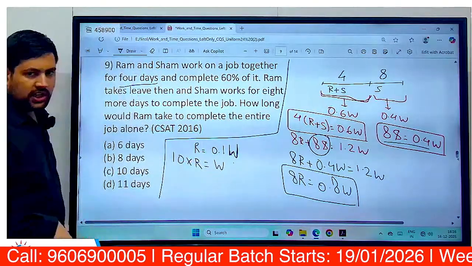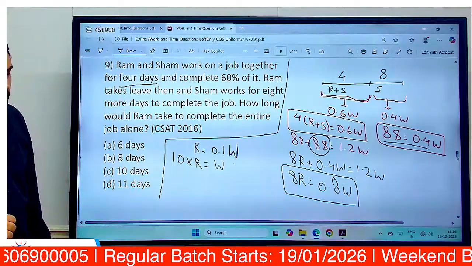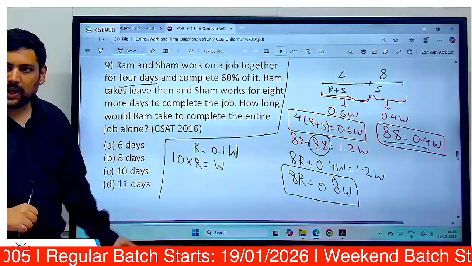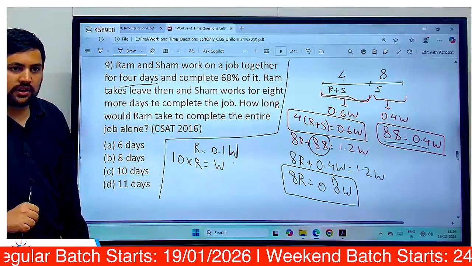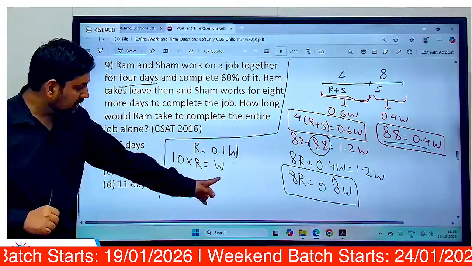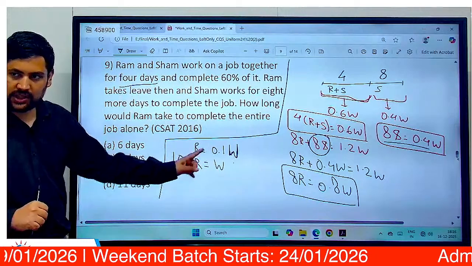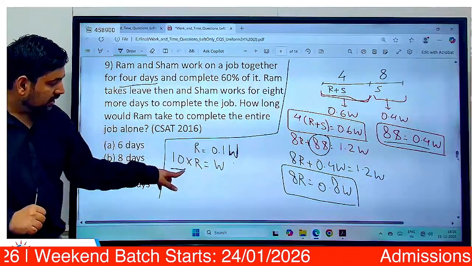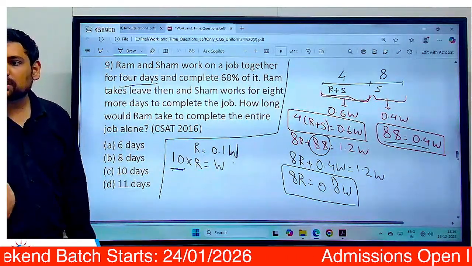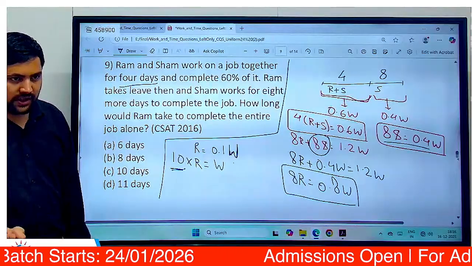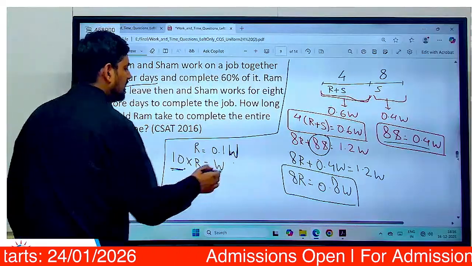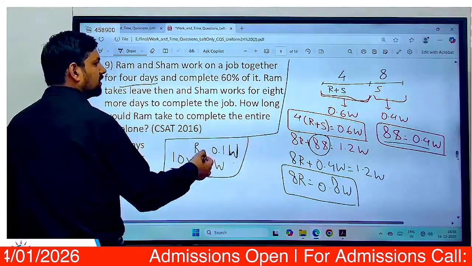Have you seen this anywhere? Isn't this work is equal to efficiency into time? Correct. This is of the format work is equal to efficiency into time. So if R is the efficiency and W is the total work, this will be the time taken by R to complete the work. This is one way of seeing it, or if you're not seeing it, just do it directly. So R is equal to 0.1 W.